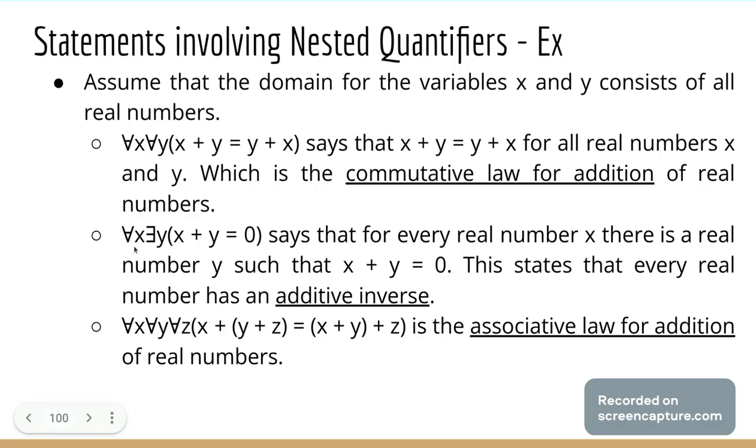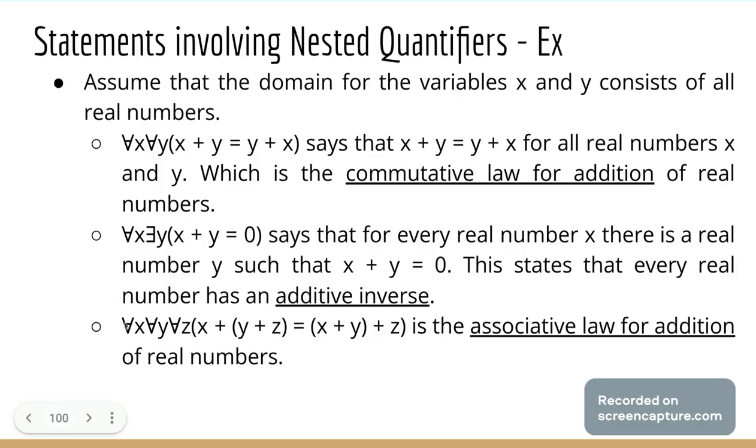Now let's look at the next example. For all x, there exists y such that x plus y is equal to 0. That means for all real numbers x, there is a real number y which satisfies the condition x plus y is equal to 0. This in effect is the additive inverse of real numbers. That is, y will be minus x, then x plus minus x is equal to 0.